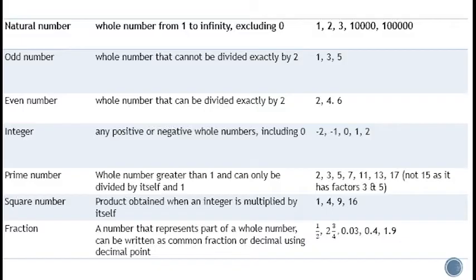So 15 cannot be prime, as it has factors 1, 3, 5, 15, because 1 times 15 and 3 times 5 both give you 15. If you are not sure what factor means, don't worry as we will go through it in later slides.